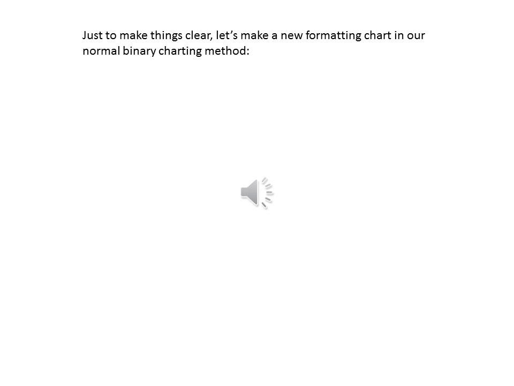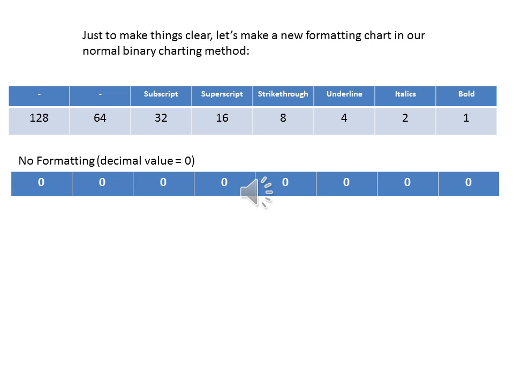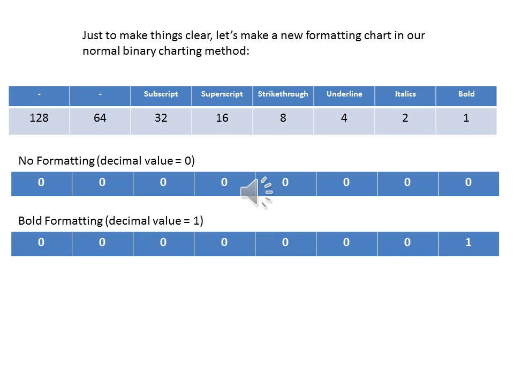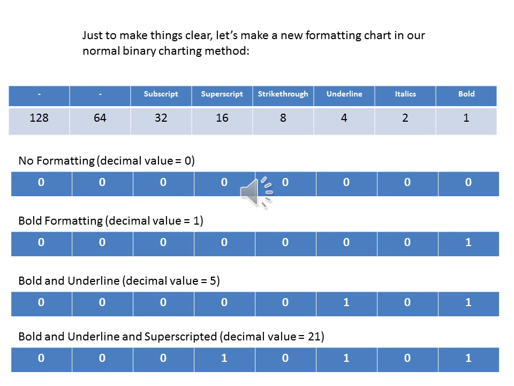So, just to make things clear, let's make a new formatting chart in our normal binary charting method. Now, if we wanted to have a character that has no formatting, based upon the chart that we have, it would have a decimal value of 0, which would mean all zeros in our binary chart. If we were looking to have bold formatting on the character, it would have a decimal value of 1, which would mean that we would turn on the 1 bit to get it to be bold. If we want both bold and underlined, that decimal value would be 5, which is the 4 plus 1. So we would turn on the 1 bit and the 4 bit. And if we wanted bold, underlined, and superscripted, the value of that would be 21, which means that we would turn on the 16 bit, the 4 bit, and the 1 bit.